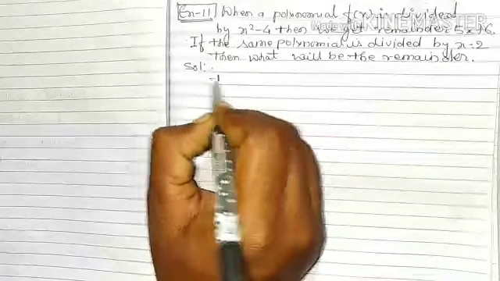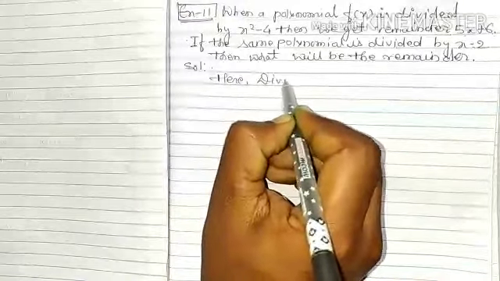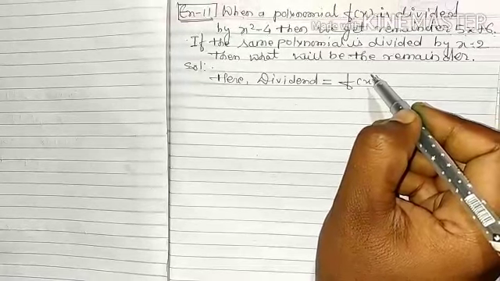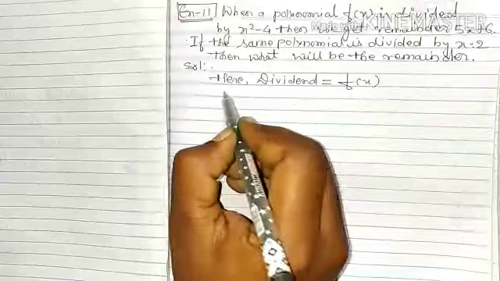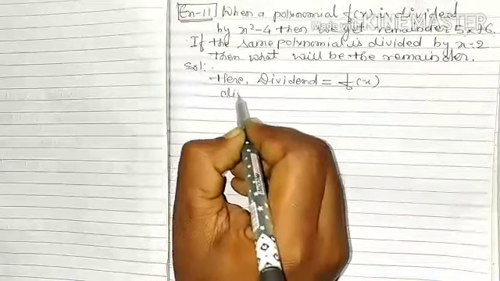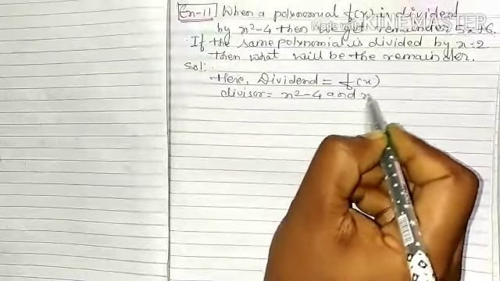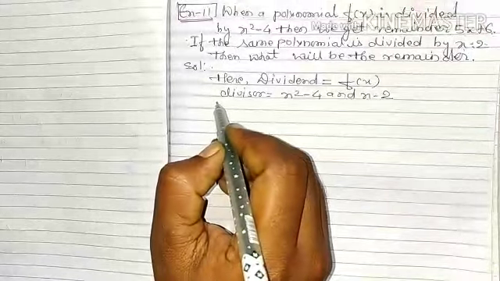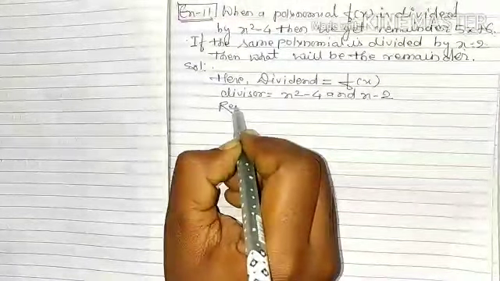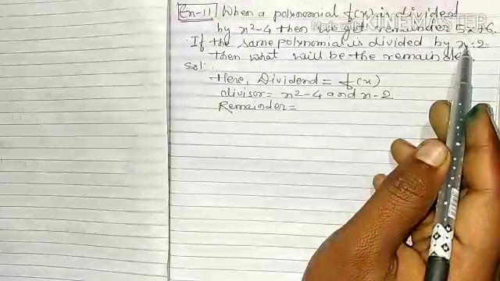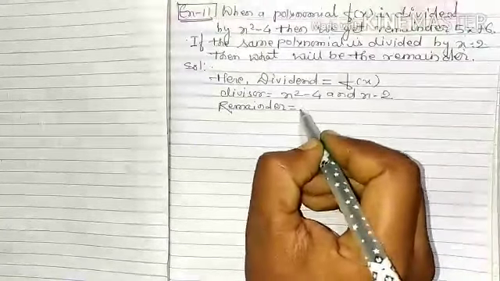Here the dividend is equal to f(x). Here f(x) is not given, only the polynomial f(x) is given. And the divisors are x square minus 4 and x minus 2. x square minus 4 is also a divisor, and x minus 2. The remainder is equal to 5x plus 6.